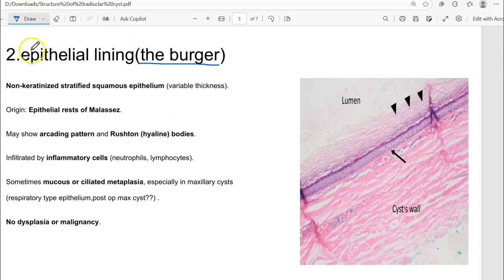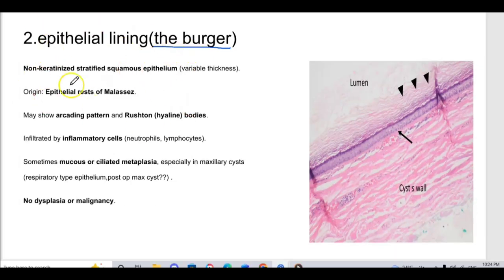Okay, the type of epithelial lining, because there are many types of epithelium, in this kind of cyst is non-keratinized. So the type of this epithelial lining is the non-keratinized stratified squamous epithelium. So where does it come from? Where does the whole epithelial lining thing come from? It's from epithelial rest of Malassez.